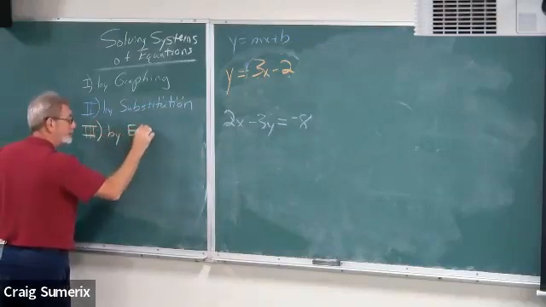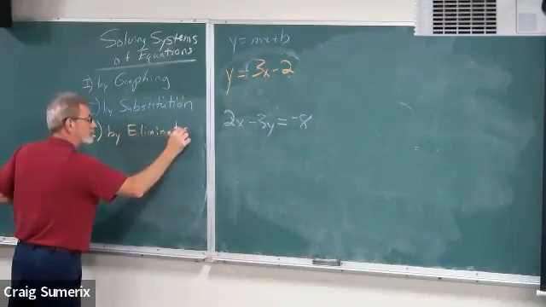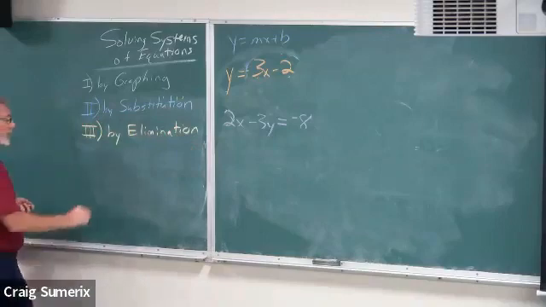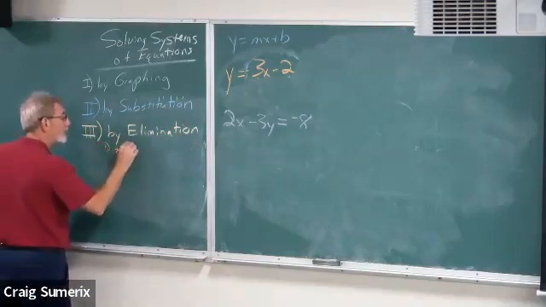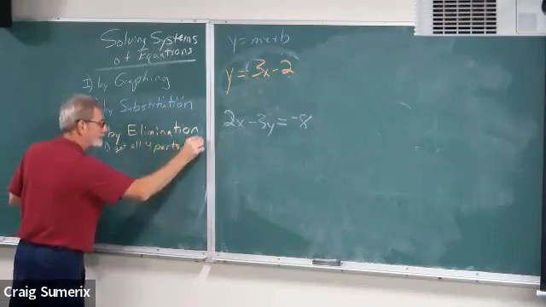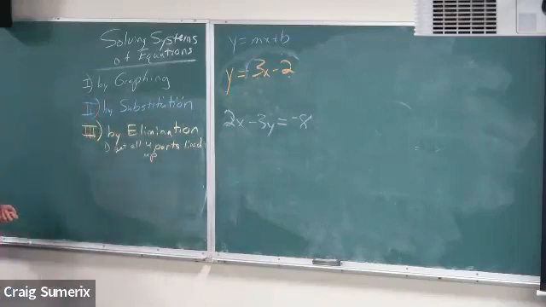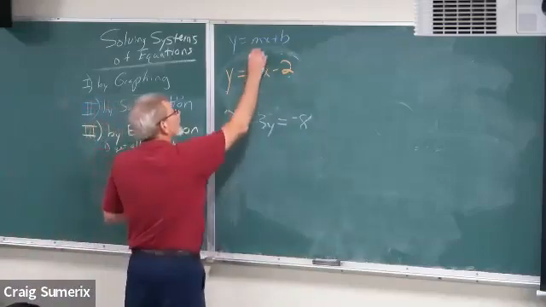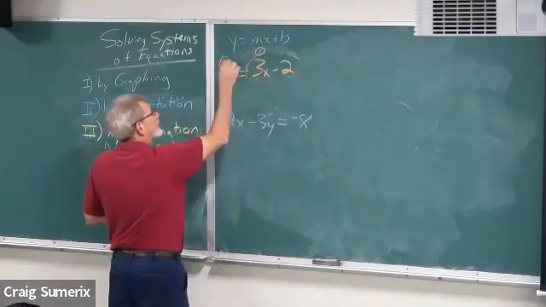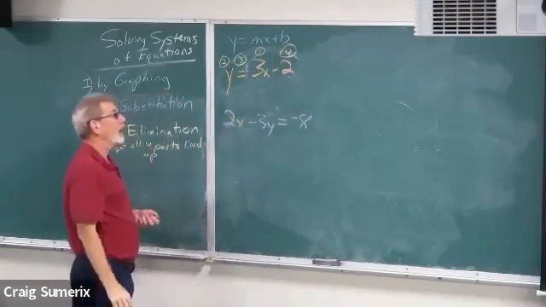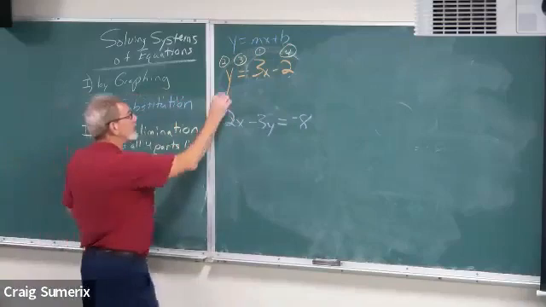By elimination. Elimination. First step was get all four parts lined up. Well, what are your four parts? The X's are one part, the Y is one part, the equal sign is one part, and the extra number is one part. Are they lined up? Let's see.